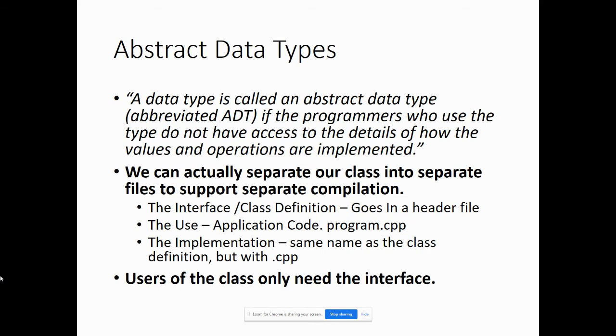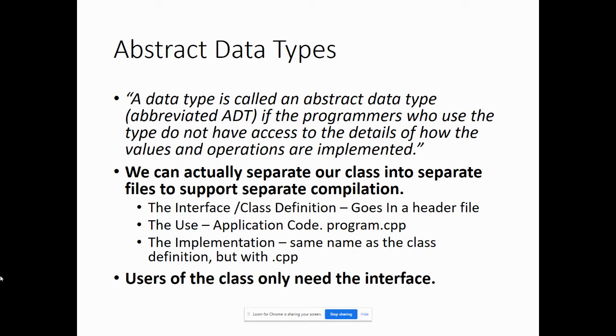So this goes to an idea called abstract data types. A data type is called an abstract data type if the programmers who use the type don't have access to the details of how the values and operations are implemented. And, in fact, you've seen this with the string class in C++, or even the IO stream, which streams are classes. You probably don't need to know all the details of how cin and cout work.